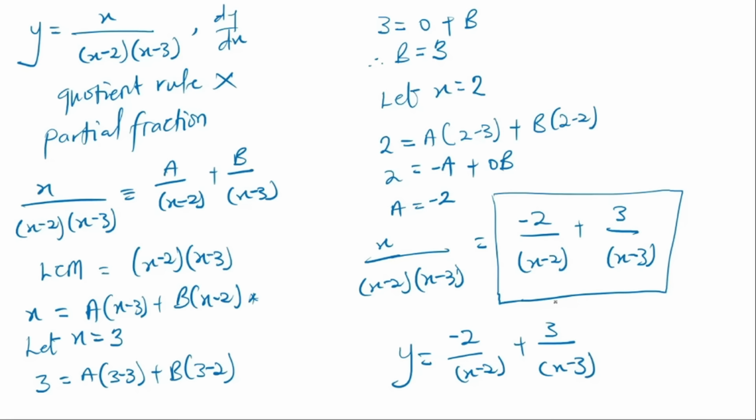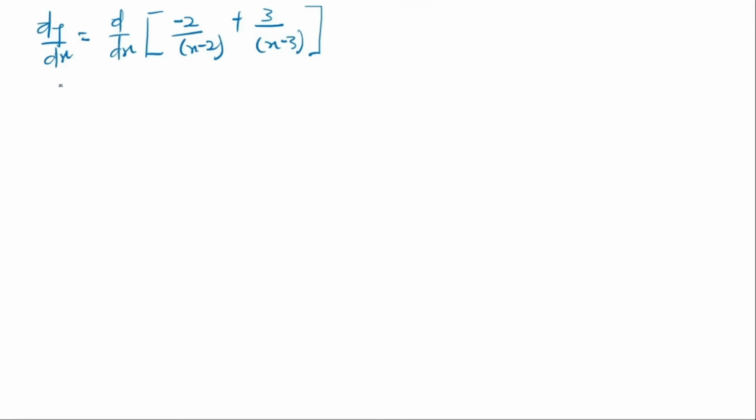So we are now going to differentiate this function. If we differentiate that function, we get dy dx equal to d dx of negative 2 over x minus 2, plus 3 over x minus 3. Alright, so our dy dx becomes the differentiation. It means we have to differentiate each of these functions individually, since they are two functions brought together by the summation sign or the plus sign.